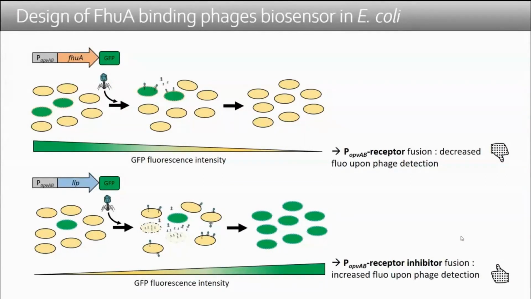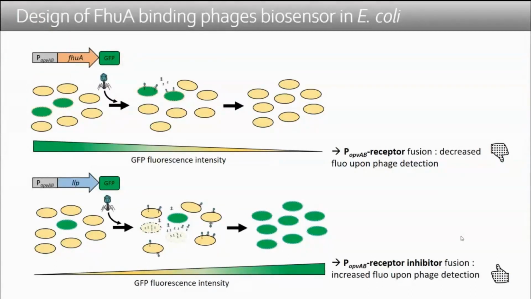In E. coli, you have much more outer membrane proteins involved. And actually, he decided to design a biosensor of phages that were using FhuA here, which is a siderophore receptor protein that allows bacteria to capture iron, which is also the receptor of several bacteriophages such as T1, Phi80, and T5.